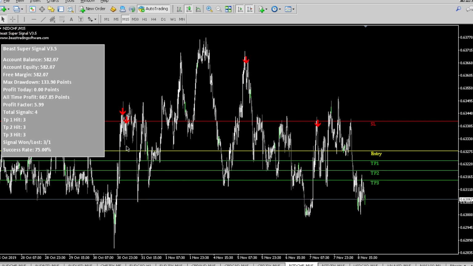Next we have the New Zealand dollar and Swiss franc. 2 sell signals here, good profit, another good sell signal, another good sell signal. So here we're running at 75% success as well over the 4 signals.